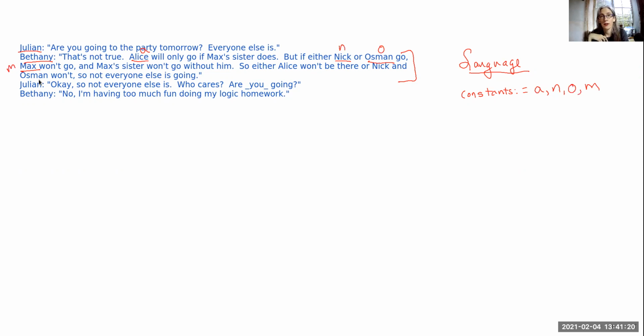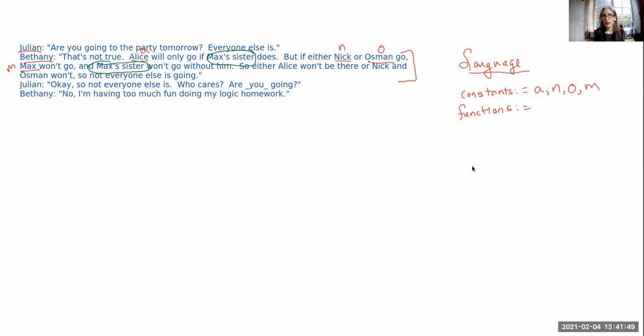Next, we want to look for functions. So recall that functions take objects and return other objects. They don't give us sentences that can be evaluated as true or false. They can give us objects that things can be predicated of. And we've got one of these functions. It is this function, sister of. This is the function that you plug in Max and it gives us his sister.